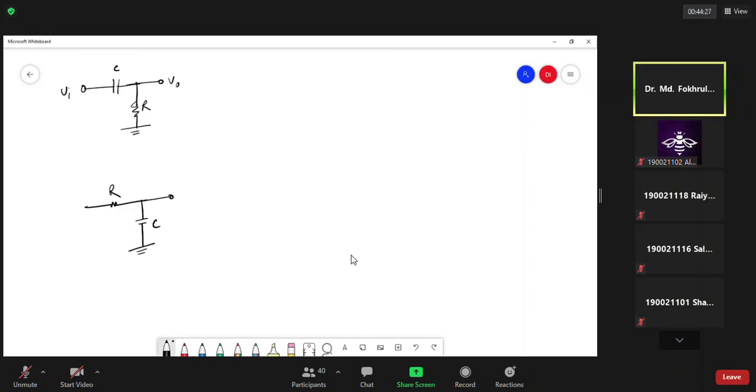For the RC circuit, with Vin as input and Vout as output, its corresponding transfer function was like this one. If it is omega, then T of omega looks like this one.